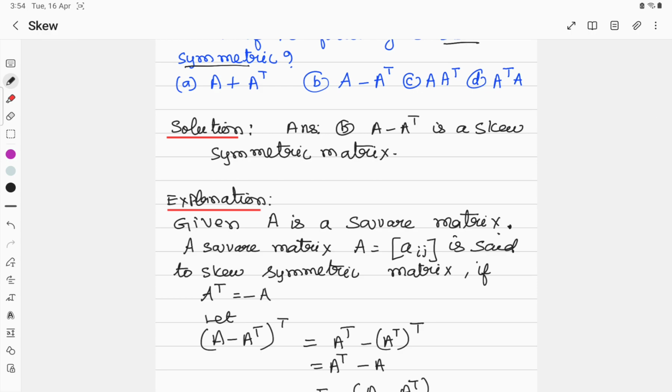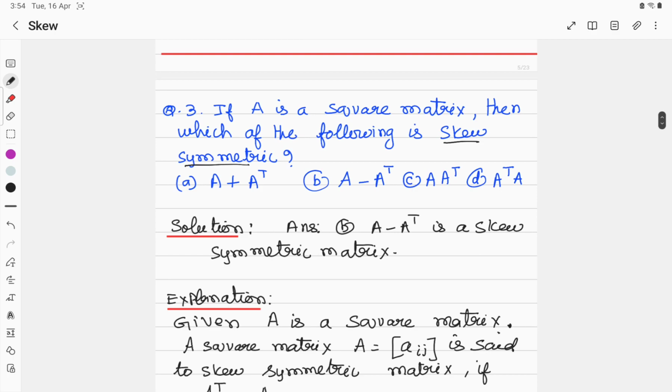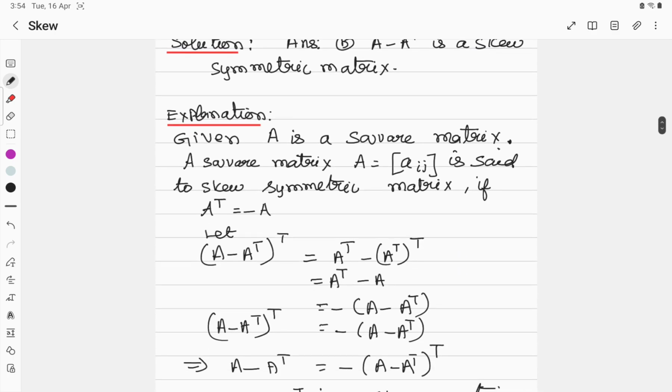Let's see the explanation. Given A is a square matrix. Now, A transpose is equal to minus A is a skew symmetric matrix. So, the condition is A is equal to minus A transpose. So, we get, let P be A minus A transpose.